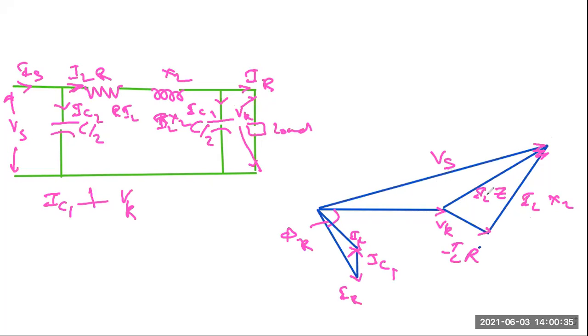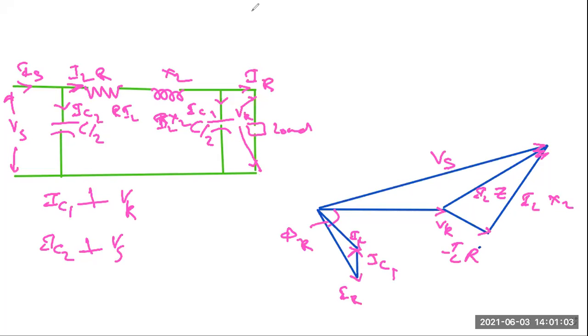Yes, sir. Now this IC2, what will be the direction of IC2? IC2 will be perpendicular with VS. Sir, VS, it will be VS, correct. So IC2 and VS will be perpendicular, correct.